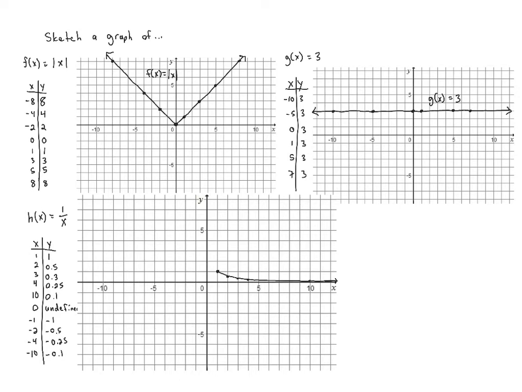All right, now let's plot some more of these points. We've got some negative ones. We've got (-1, -1), (-2, -0.5), (-4, -0.25), (-10, -0.1). And we're seeing a similar sort of thing over here as we move to the left, except we're below the x-axis instead of above it.